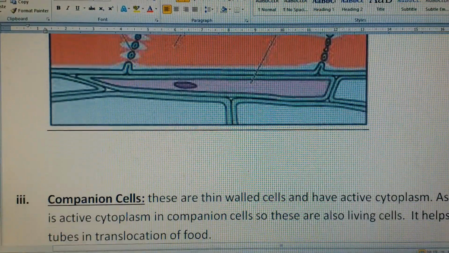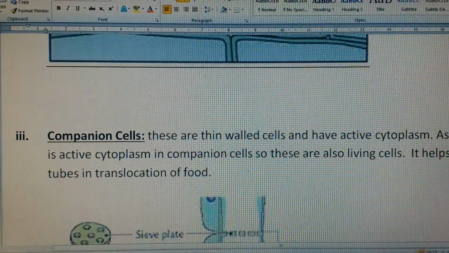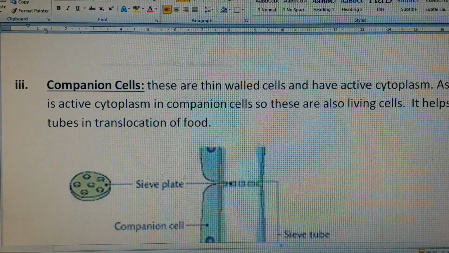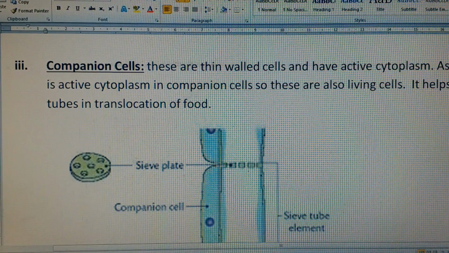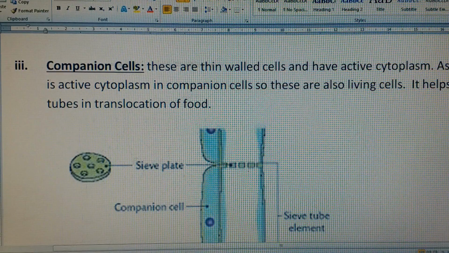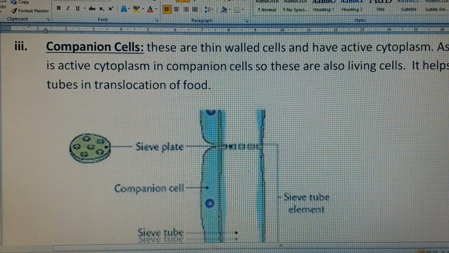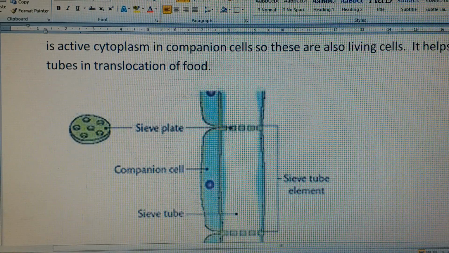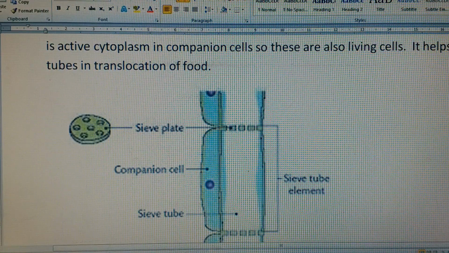The next one is the companion cell, which you have seen in this longitudinal section. The companion cells are thin walled cells, and they have active cytoplasm. As they have active cytoplasm, they are living cells. They help the sieve tubes in the translocation of food.